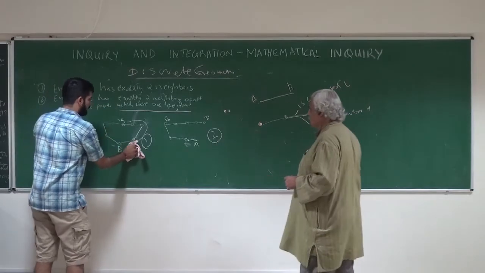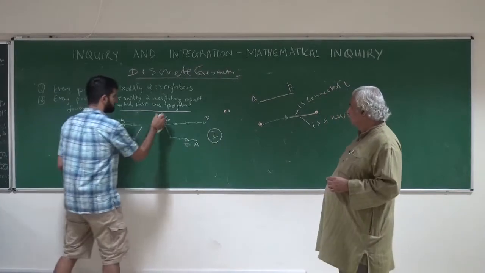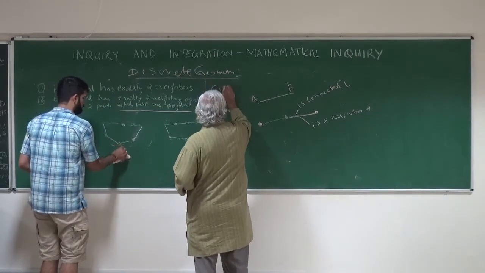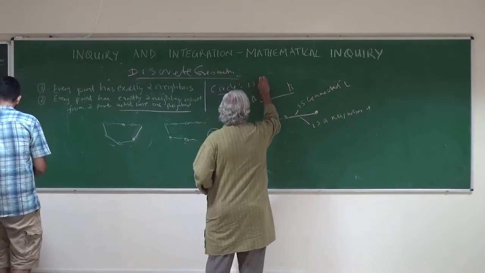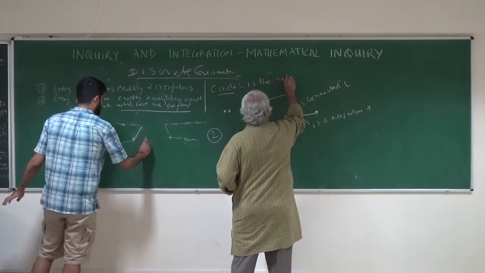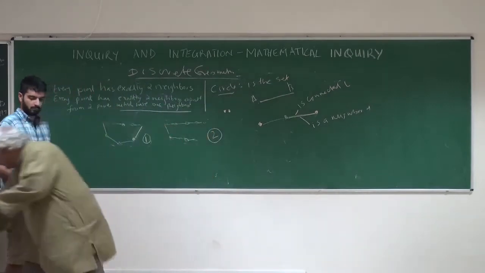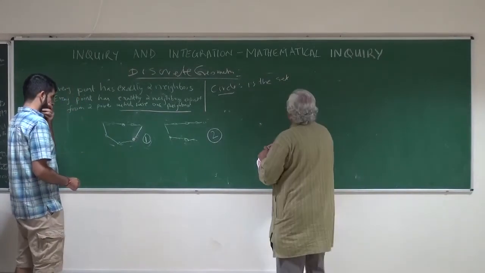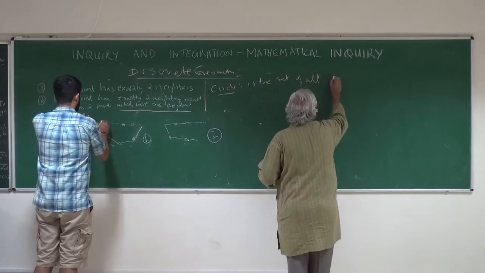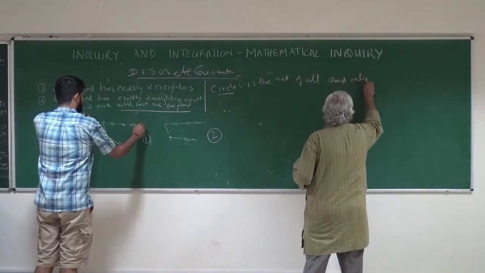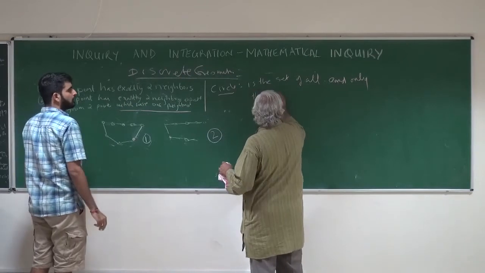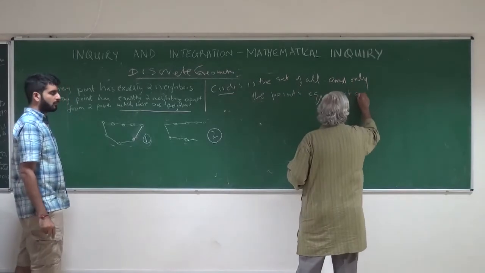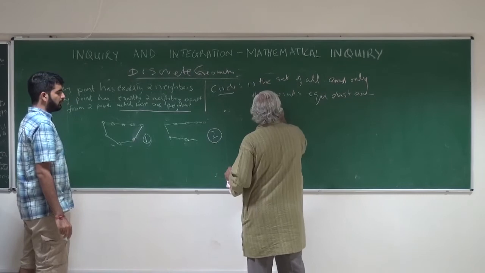So let's look at one other thing. What's a circle? Circle definition. Let me write the definition. A circle is the set of all and only the points equidistant from a center.